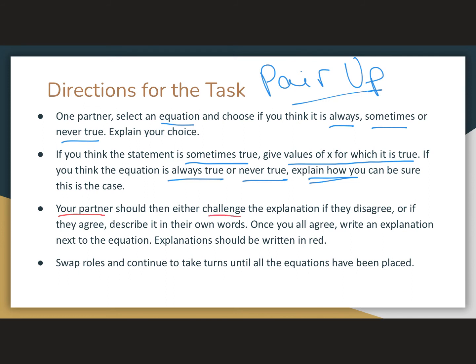Your partner should then challenge the explanation if they disagree, or if they agree, they have to describe it in their own words. Once you all agree, you're going to write an explanation next to the equation. There's going to be a column for that. The explanation should be written in red. Finally, you're going to swap roles and take turns until all the equations have been identified.